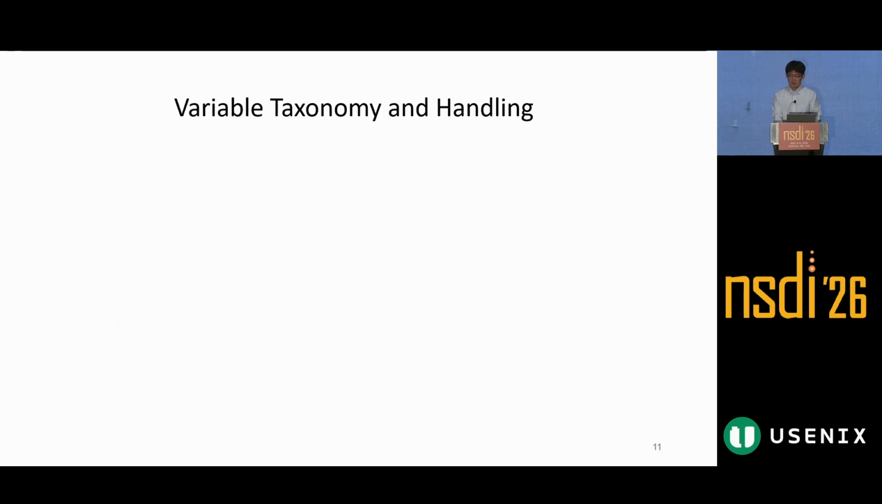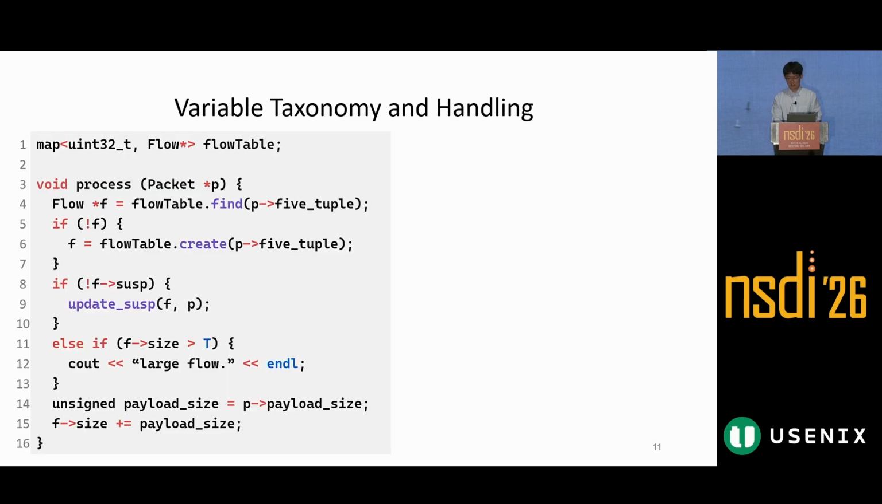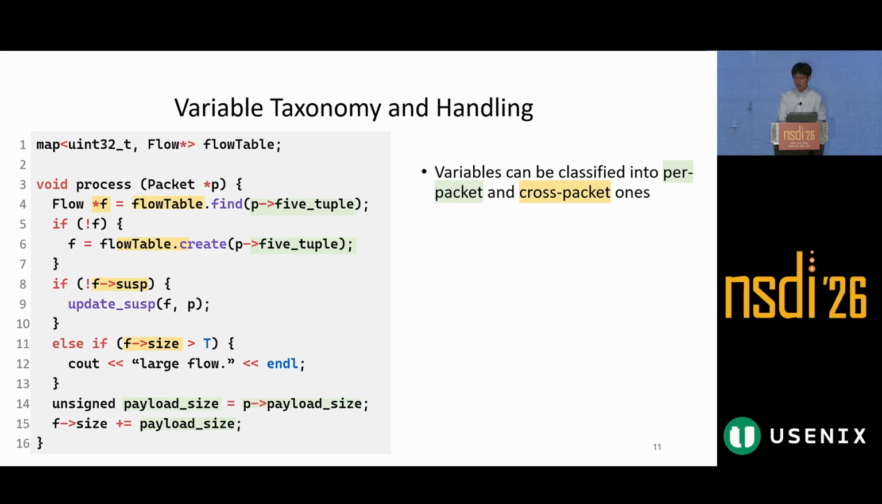We solve this problem by first classifying the variables and handling each type of them. Here we use a slightly more complex example that involves both the states of the flow and the packet. First, we classify all variables into two kinds: the per-packet ones, which can only be accessed by a single packet, and the cross-packet ones, which can be accessed by multiple packets. As shown in the code, non-pointer function arguments and stack variables are per-packet, while global variables are cross-packet. Such definition is passed to all variables via value assignment.